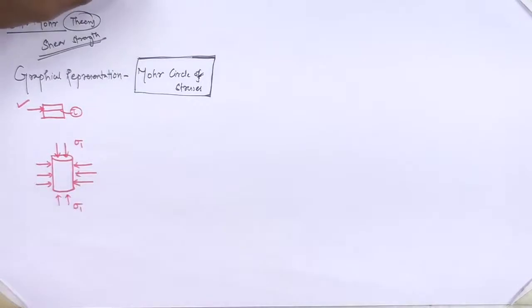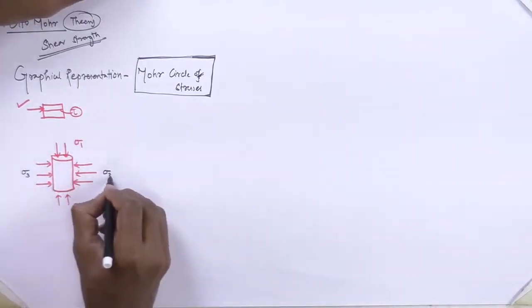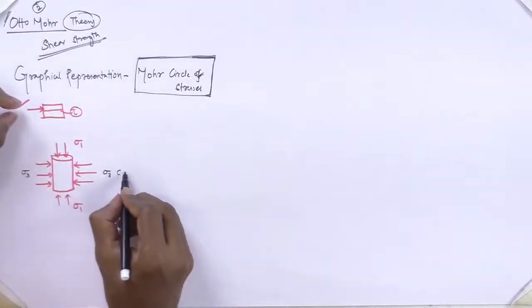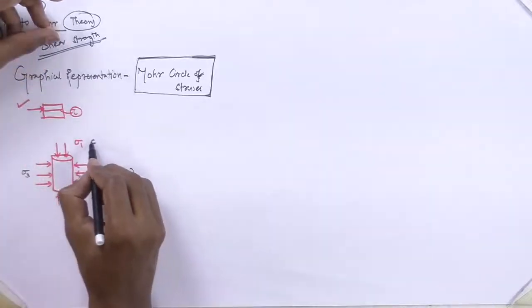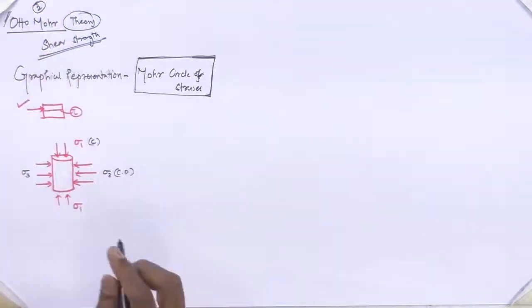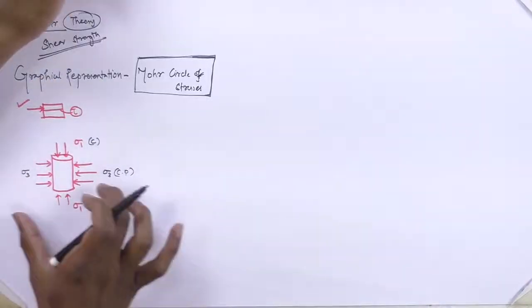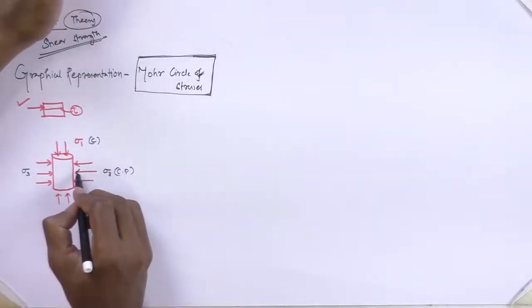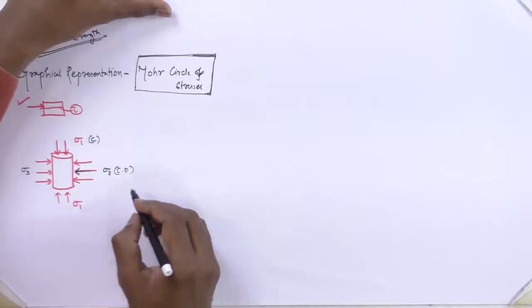This is sigma 1. This is a lateral force applied in other directions. So this is a confining pressure. This is direct compression. So this is a sample. This is a typical example. He is going to explain it with Mohr circle of stresses.